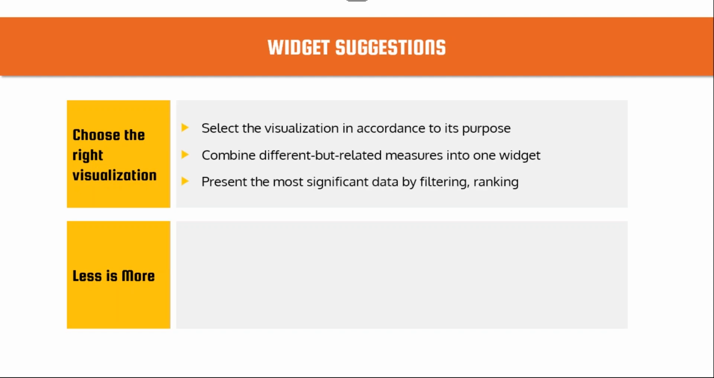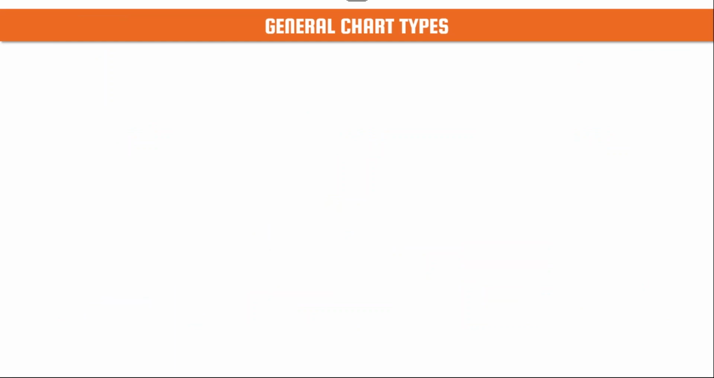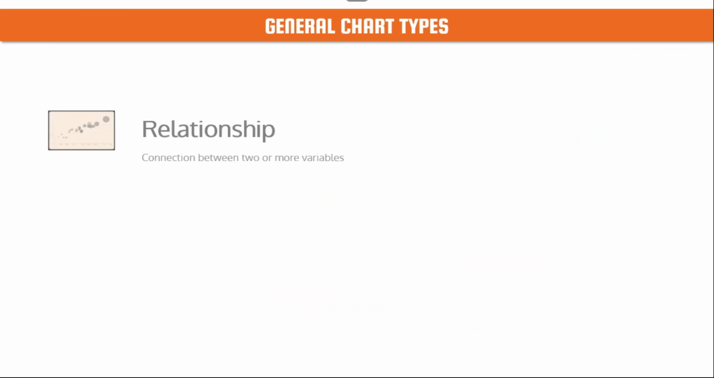So in order to choose the right visualization, first of all, you have to find out what is the purpose of the visualization. Second, you may have to combine different but related measures into one widget. And you want to present the most significant data by filtering and by ranking. Okay? And what do I mean when I say choose the right visualization?